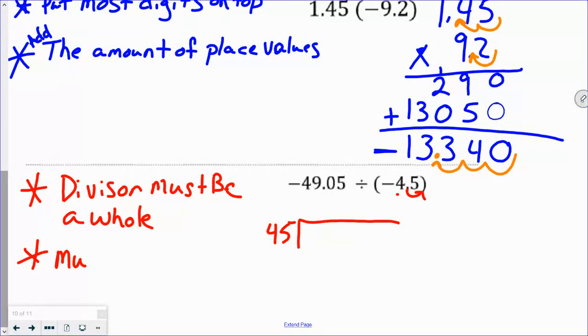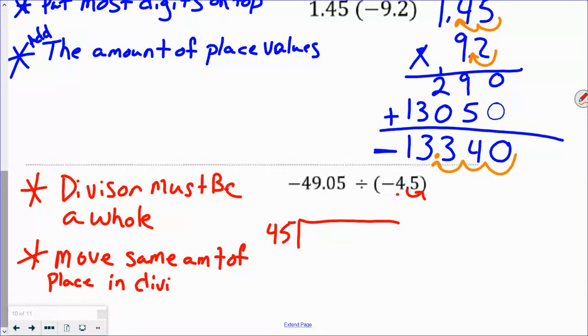Oops, that's easy not to do. So we need to move the same amount of places in the dividend. In other words, the number that we're dividing into. So that I move that one once, I'm moving this one after the 9 to in front of the 5. So we'll just do a 49.5. Now I can follow the rules, okay?